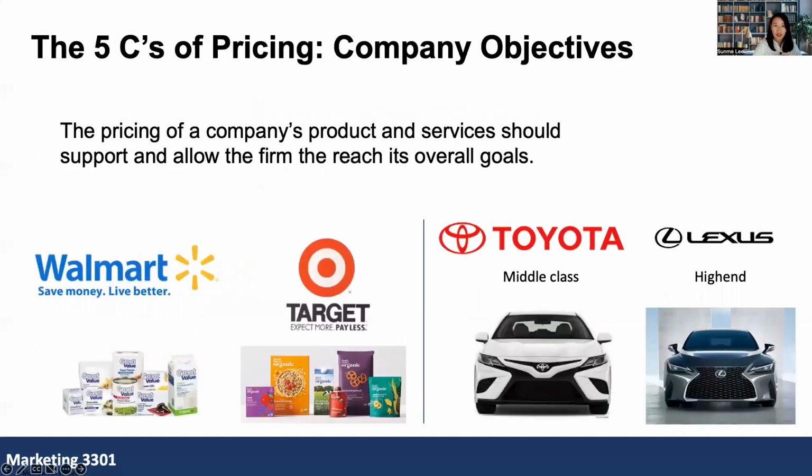Now let's get into the company's objectives first. We already learned that the company sets objectives and its own goals. Pricing of the company's products and services should support those objectives. What this means is, Walmart's objective is to provide an affordable option for everybody. They want to be the cheap alternative. Their slogan is "Save money, live better."